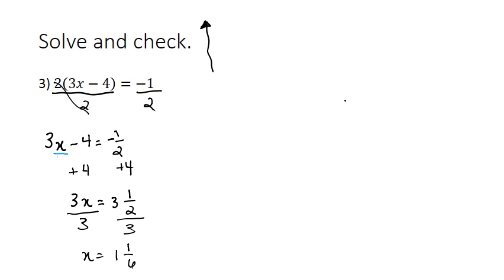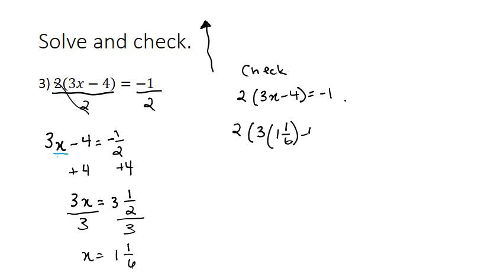Now I need to check if that answer is true. So I'm going to start with my equation again. So I have 2 and 3x minus 4 is equal to negative 1. And I think that my x is 1 and 1/6. So I'll do 2 times 3, 1 and 1/6 minus 4 is equal to negative 1.